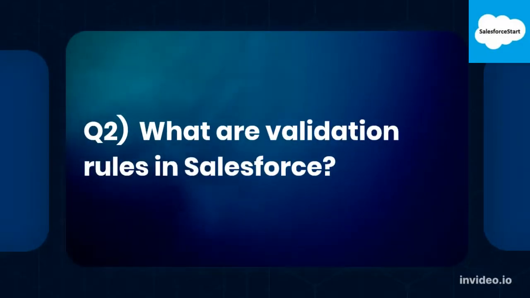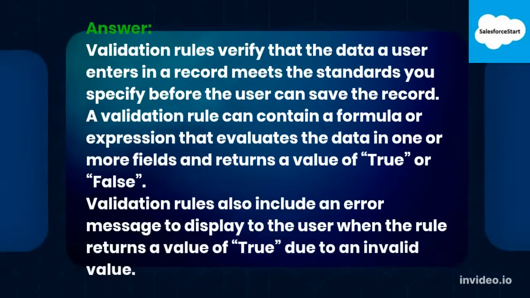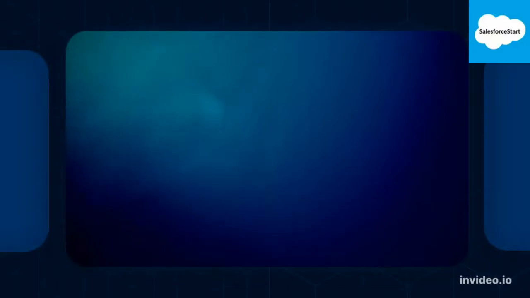Q2. What are validation rules in Salesforce? Answer. Validation rules verify that the data a user enters in a record meets the standards you specify before the user can save the record. A validation rule can contain a formula or expression that evaluates the data in one or more fields and returns a value of true or false. Validation rules also include an error message to display to the user when the rule returns a value of true due to an invalid value.